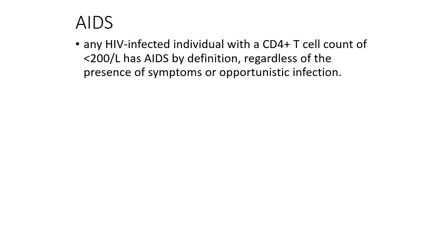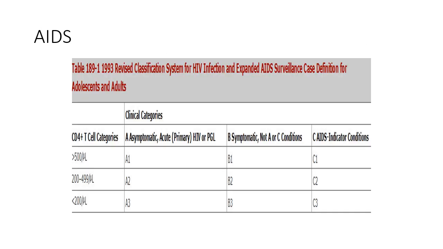Now, by definition, an HIV infected individual with a CD4 count. Why the CD4? Because CD4 is the target of the viral attack. So the CD4 count may drastically come down, and that is a marker for the infection. An individual with a CD4 T cell count of less than 200 per microliter has AIDS by definition, regardless of the presence of symptoms or opportunistic infection. Whether symptomatic or asymptomatic, if the patient's CD4 T cell count is less than 200, it is considered AIDS. Now the severity of AIDS can be measured in terms of CD4 count, then the symptoms.